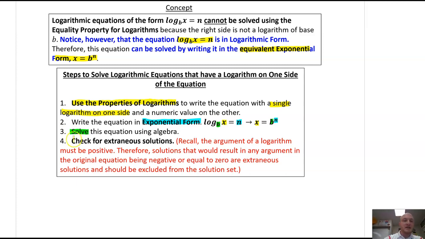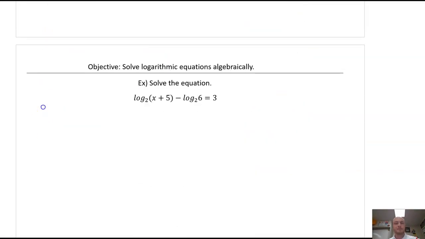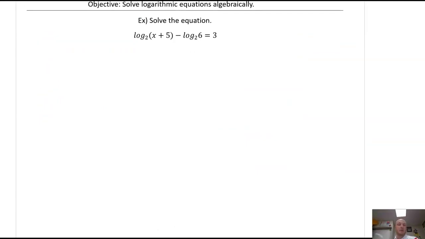Again, we have to check and see, is the argument of the logarithm positive? Let's go ahead and look at an example. Here we have log base 2 of x plus 5 minus log base 2 of 6, and this is equal to 3. So step 1, I'm going to go ahead and write it as a single logarithm. So I have log base 2 of x plus 5 divided by 6, right? We're subtracting, so we'll go ahead and divide, and this is equal to 3.